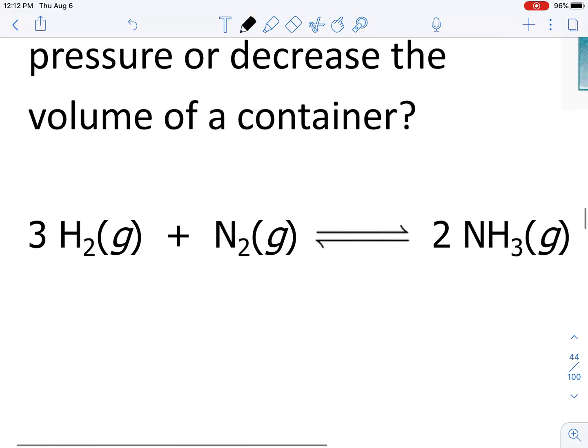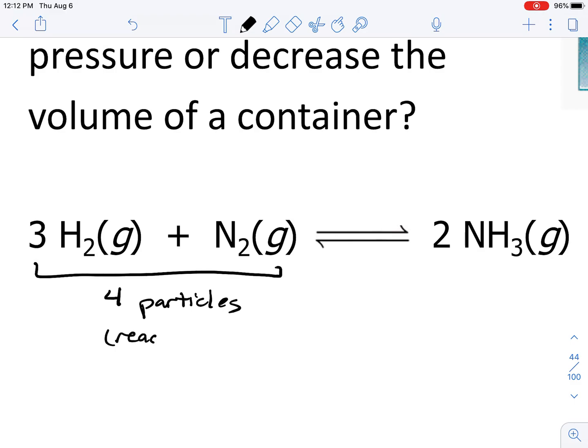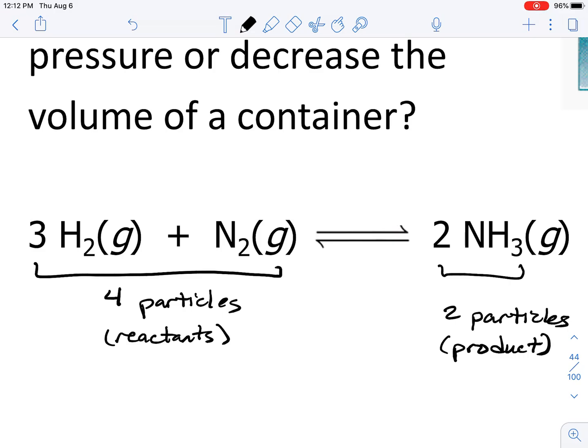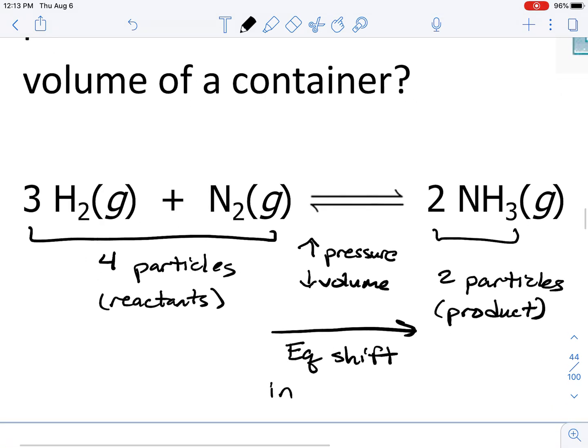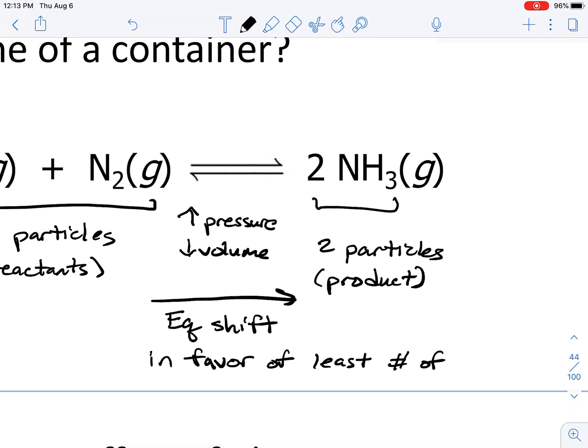And so since we have 4 particles on the reactant side and 2 particles on the product side, then when we increase the pressure or decrease the volume of the container, the equilibrium will shift in favor of the least number of particles.